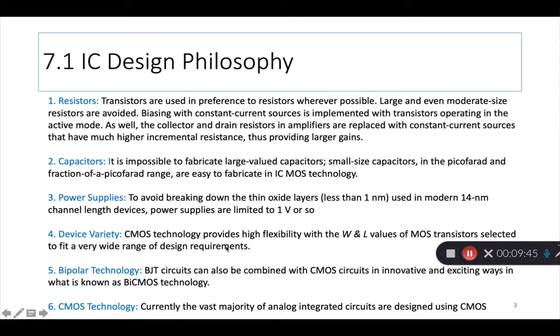CMOS technology provides high flexibility, with the W and L values of MOS transistors selected to fit a very wide range of design requirements. So you can vary W and L, W by L ratios, and get a lot of flexibility with CMOS. With bipolar, BJT circuits can also be combined with CMOS in innovative and exciting ways in what's called BiCMOS technology. So apparently this is also important for ICs.